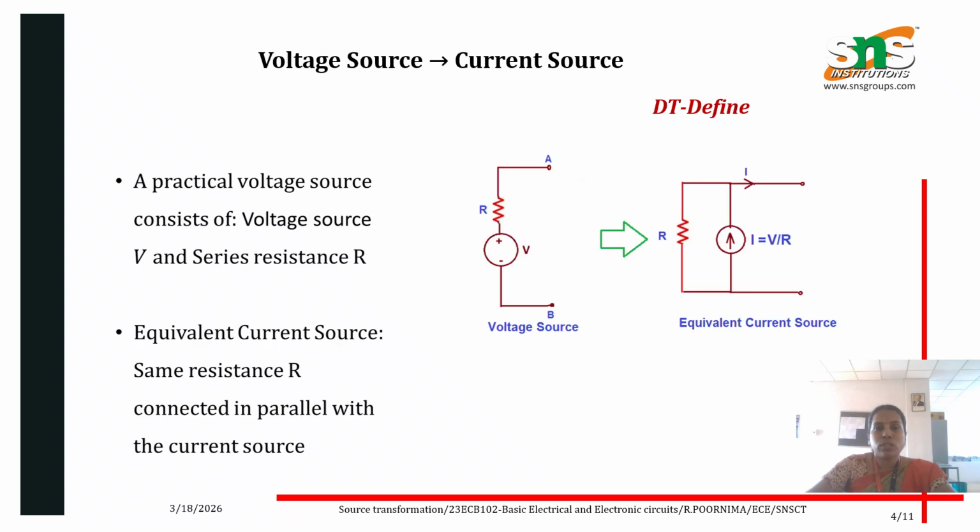As shown in these diagrams, a voltage source can be converted into a current source. V in series with R is converted to a current source using the formula I is equal to V by R. The equivalent current source is connected in parallel with the resistance.